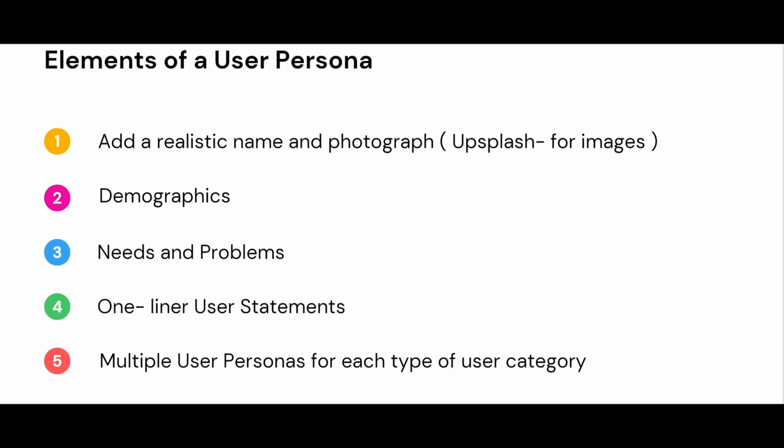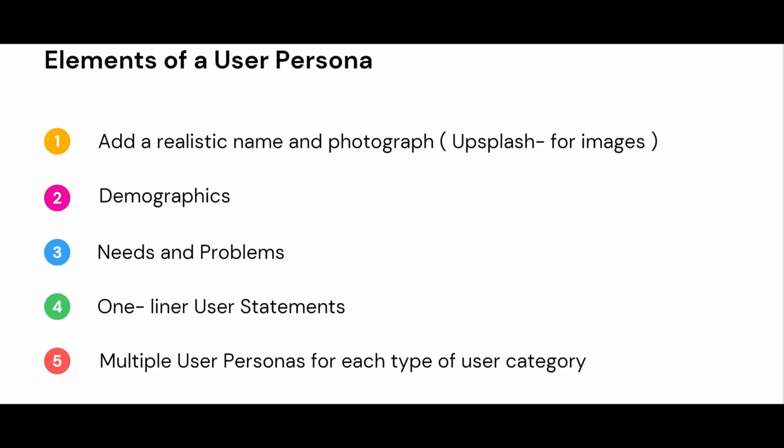Next is the demographics, which include the age, gender, marital status, technological literacy, which means familiarity with digital products, education, employment, etc. The next are the needs and problems. So, your needs are requirements that arise from a specific problem of the user. The next is the one line user statements. It's like a relevant personal quote that would help us understand the persona's personality. Lastly, are multiple user personas for each type of user category.